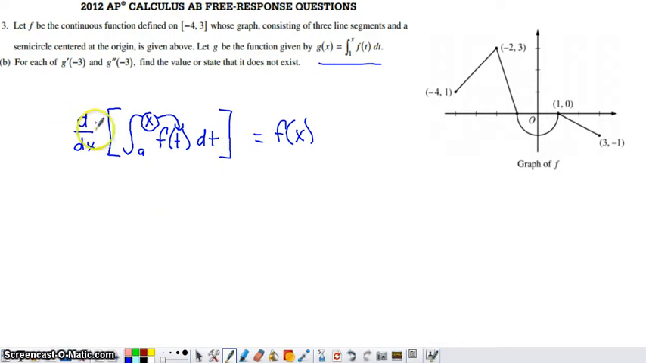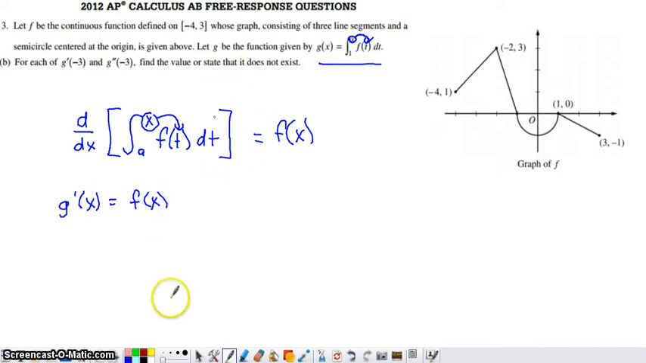Basically it says that the derivative of a definite integral, those things are going to undo each other, and you're left with what was within the integral as your result. So in this case, it's pretty much a direct application of FTC Part 2. If we want g prime of x, all we're going to have to do is take this x, the upper limit of integration, and put it in place of that t. So g prime of x is going to be equal to f of x.